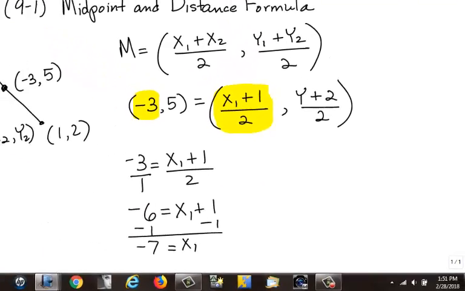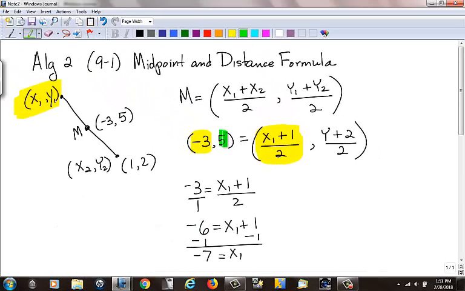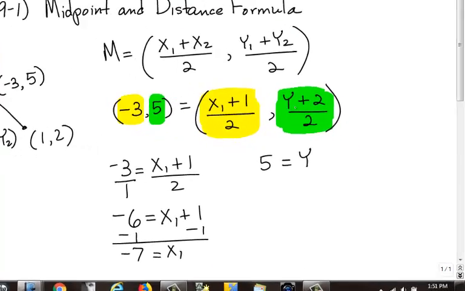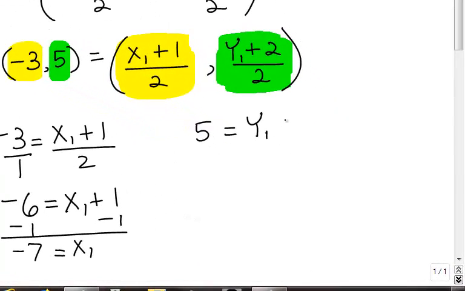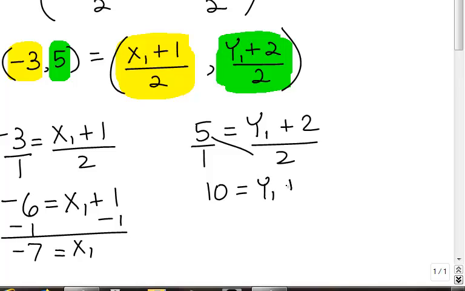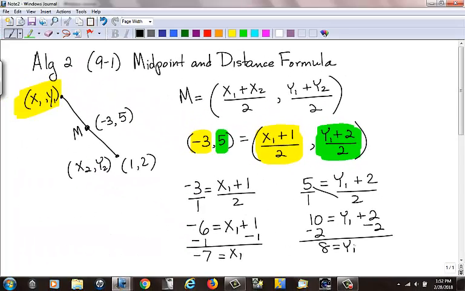Okay, then set this y value equal to this y value. So 5 is equal to y sub 1 plus 2 over 2. And you can think of this as over 1. Cross multiply. You'd get 10 equals y sub 1 plus 2. Subtract 2. And you'd get 8 equals y sub 1. So this is negative 7, 8.